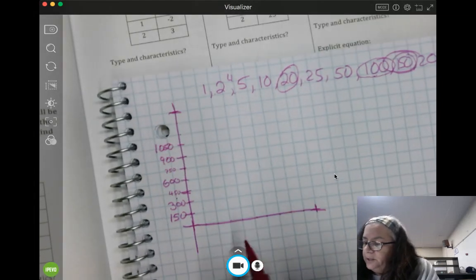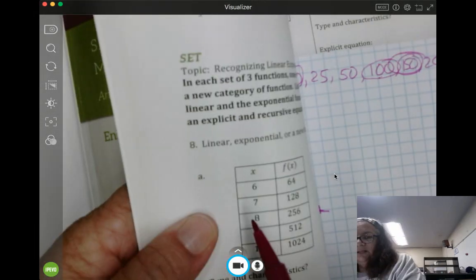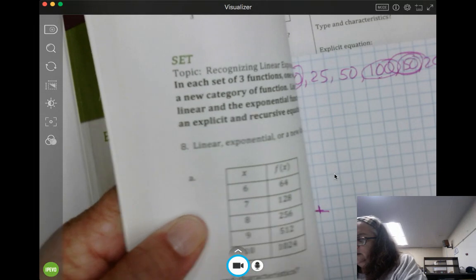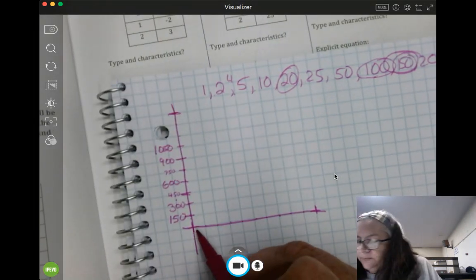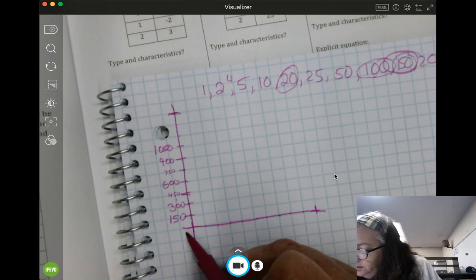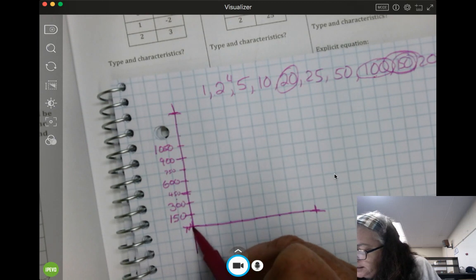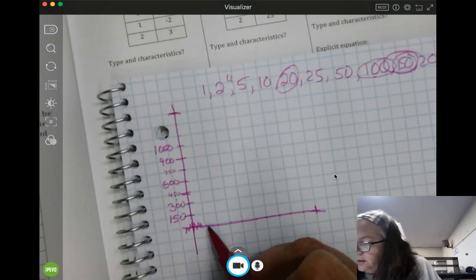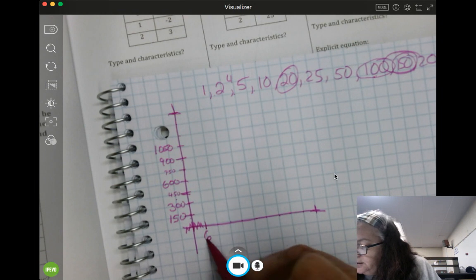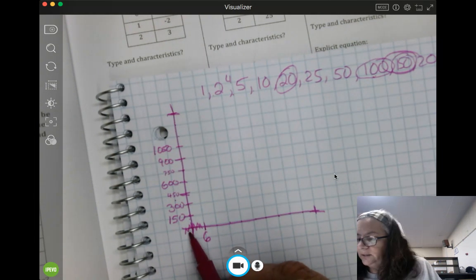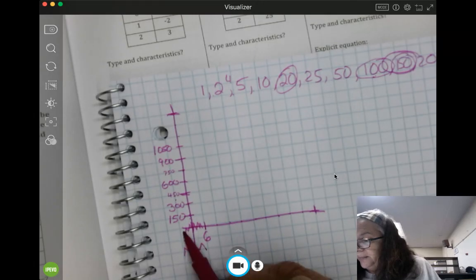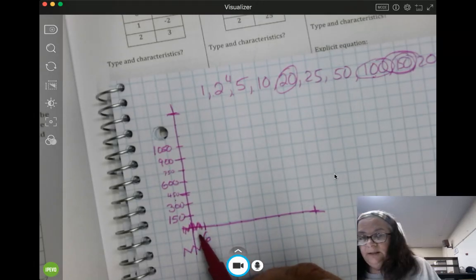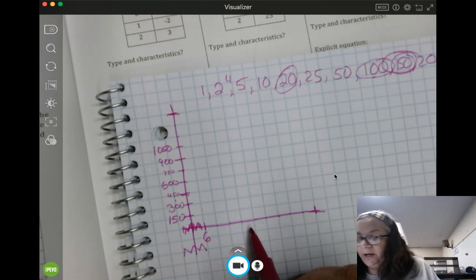Now, here's an interesting thing. This starts at 6, and I don't want to waste all this space. So here's something you can do. You can draw a zigzag like this, and I can say that this is 6, as long as I draw that zigzag. Actually, I didn't draw it very well. It should look more like that. Okay, that's actually kind of a math symbol, and it means I made a cut in the axis so I could show my graph better.